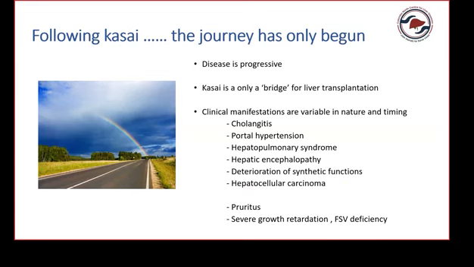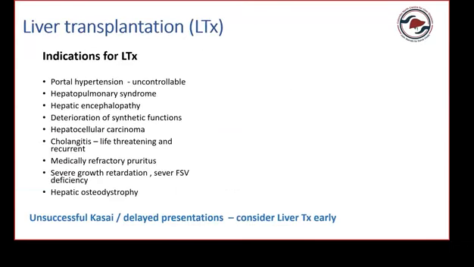Liver transplantation is the ultimate cure for biliary atresia. Let's look at the indications for liver transplant. Portal hypertension itself is not an indication. However, if it is uncontrollable with endoscopic and medical therapy, then it would become an indication for liver transplant. Hepatopulmonary syndrome by itself is an indication.